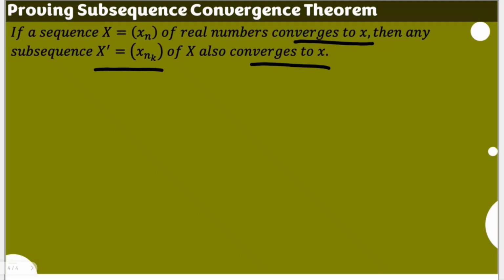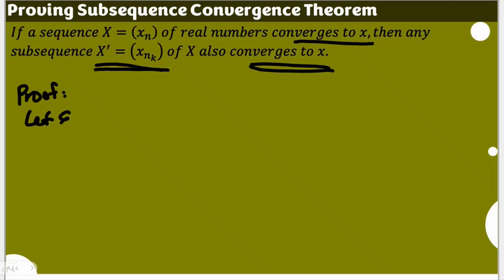Okay, to show the proof of this, of course, since we talk about convergence, we need to show the definition of a limit and show that the subsequence also converges to the limit x, being the limit of the original sequence as well. So here is the proof.